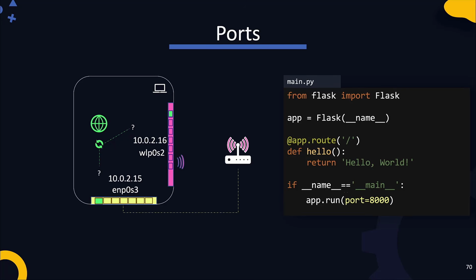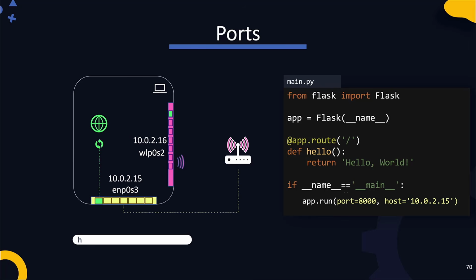You can also specify the IP address on which the server should listen using the host option like this. The application now listens on IP 10.0.2.15 on port 8000. So anyone trying to access my application on this IP address and port will be able to view my server. However, they won't be able to access the server on the other interface on IP 10.0.2.16.